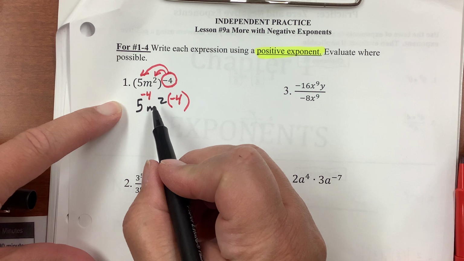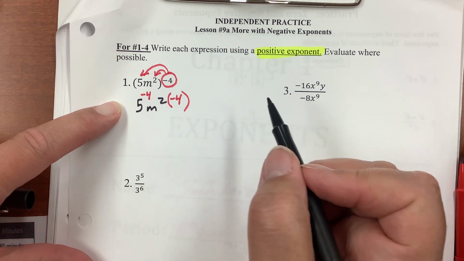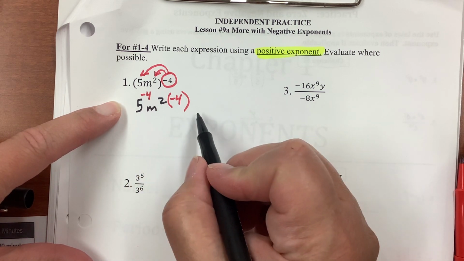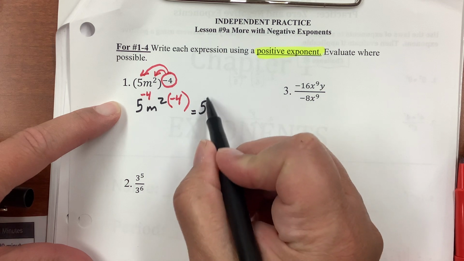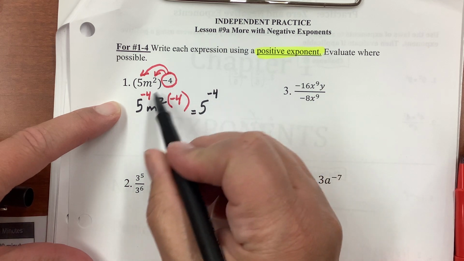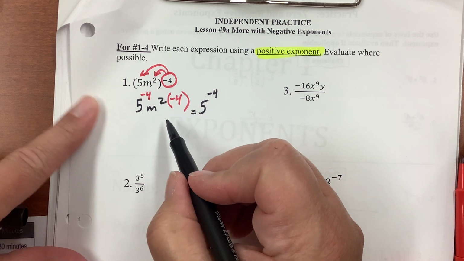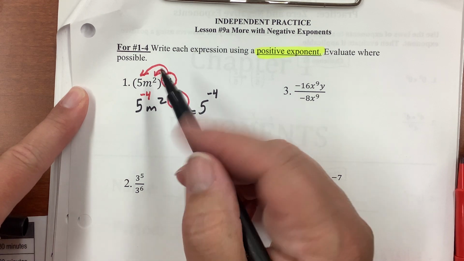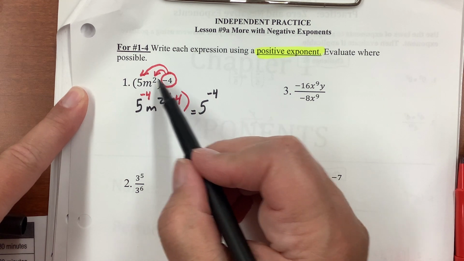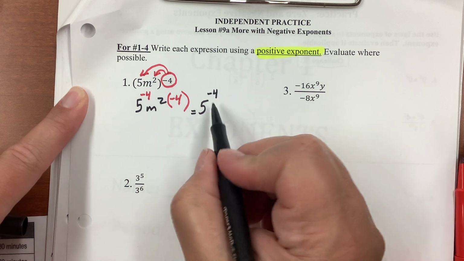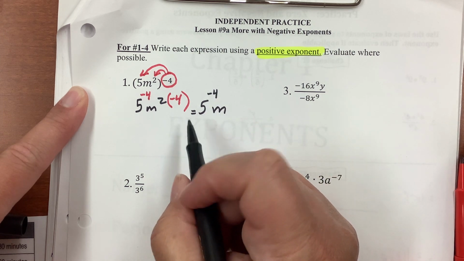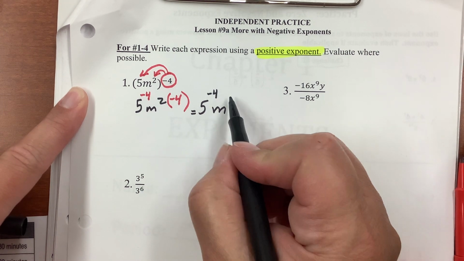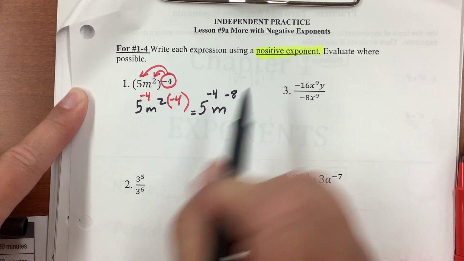5 to the negative 4th power. You know what? I'll do that part second. I'll do this part first. I'm going to leave 5 to the negative 4th power. And now I'm going to do this. This is the power rule of exponents. When you have one base and two exponents, keep the base and multiply the exponents. 2 times negative 4, negative 8.